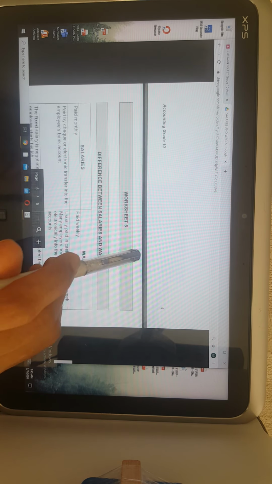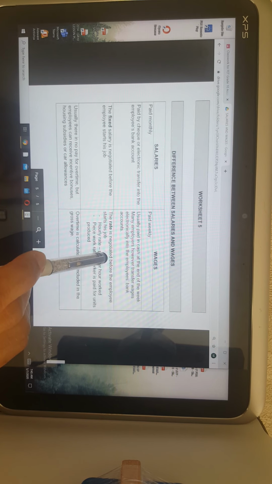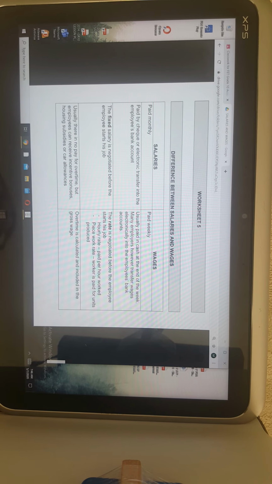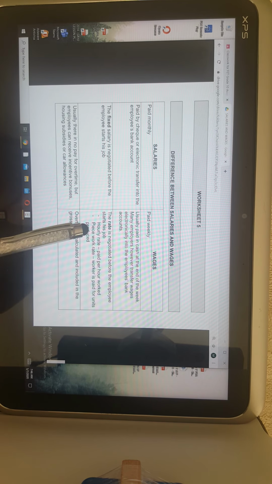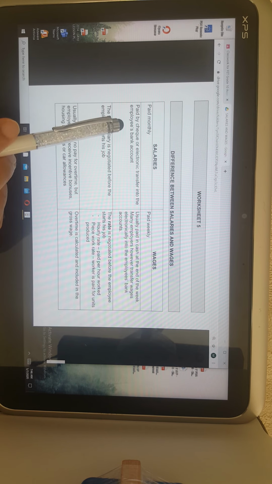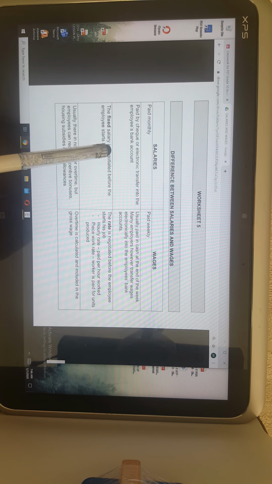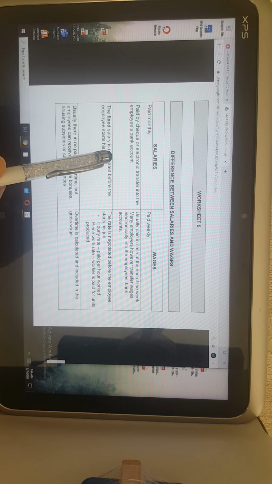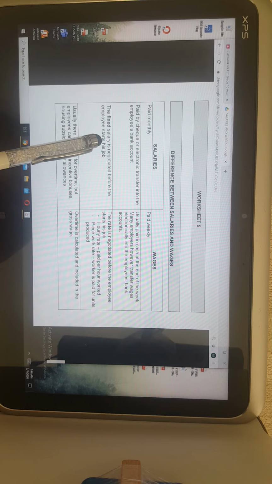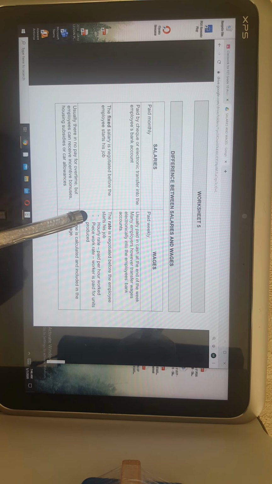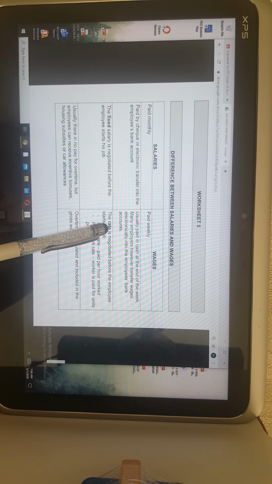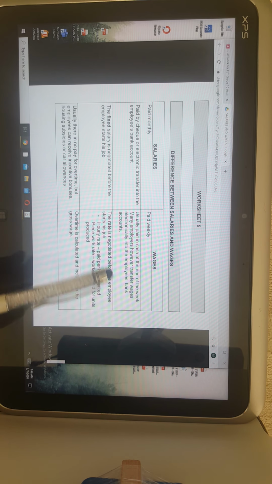Okay, so now this worksheet number 5 has the differences between salaries and wages. So the first difference is that the salary is paid monthly and wages are paid weekly. That's the big difference, okay? Paid by check or electronic transfer into the employee's bank account. So it's a bank account, and then you, the employer, are going to deposit a check into their account, right? And wages, the difference is they're usually paid in cash at the end of the week. And many employers, however, transfer wages electronically into the employees' bank accounts, right?